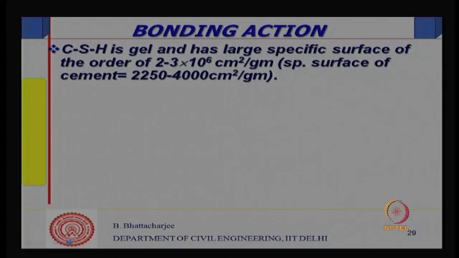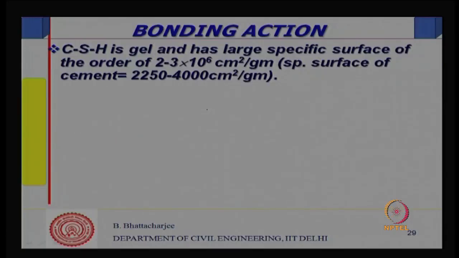We will just initiate bonding action today, but we will continue it in the next class again. You see, C-S-H gel has a large specific surface, of the order of 2 to 3 into 10 to the power 6 centimeter square per gram. I have not defined specific surface as yet. We will tell you how to measure the specific surface of cement. It is the surface area per unit mass. Of course, we measure it in a certain manner by certain techniques.